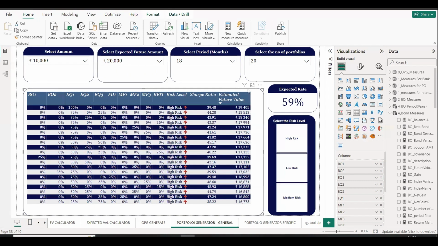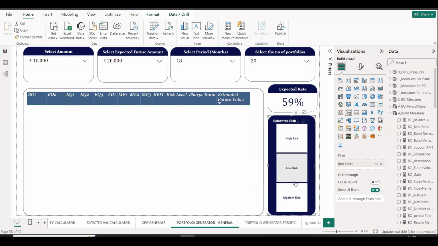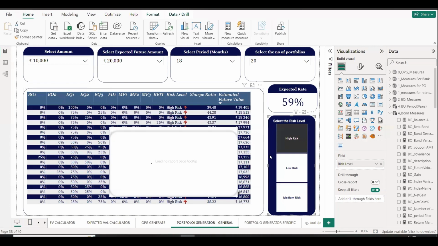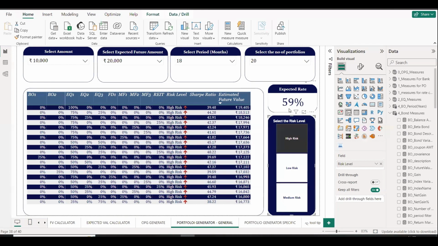And here you can see if I selected a low risk level, no options is being displayed. And if I selected medium risk, again, no options is displayed. And if I select higher risk, I am getting all the data. So an expected rate of 59% is said to be highly risky, and you might lose a lot of amount, and you might not get the return as you expected.